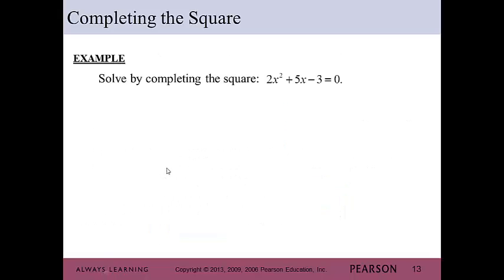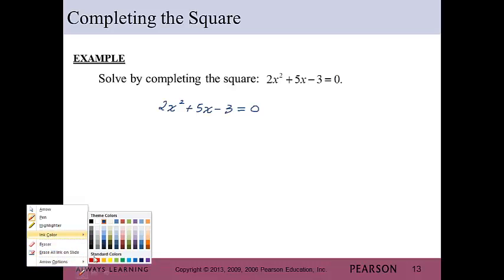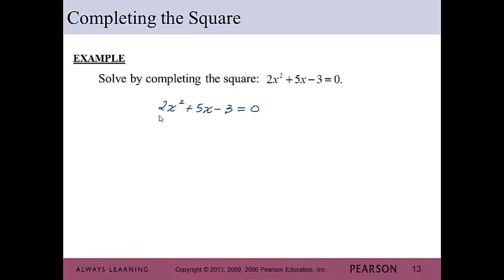So it says solve by completing the square. So we have 2x squared plus 5x minus 3. Well, step 1 says that we need our leading coefficient to be equal to a 1. It is not, therefore we're going to divide every term by 2. And we end up with x squared plus 5 divided by 2x minus 3 over 2 equals 0.